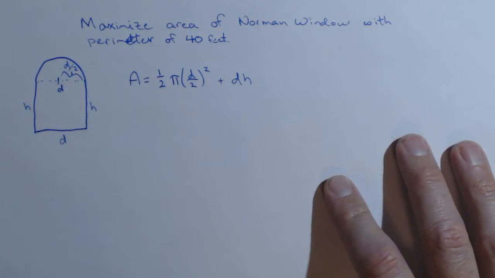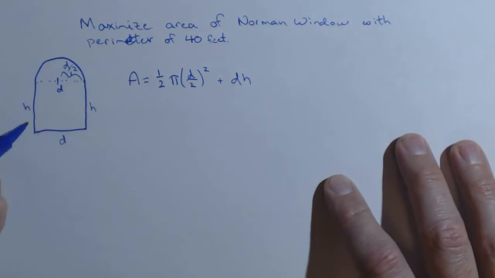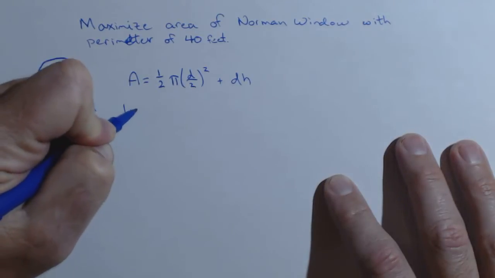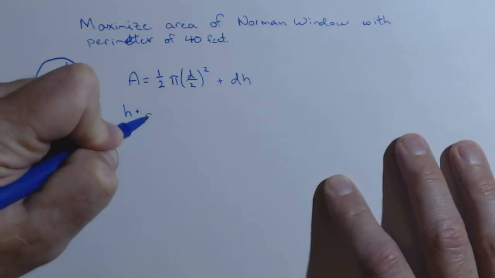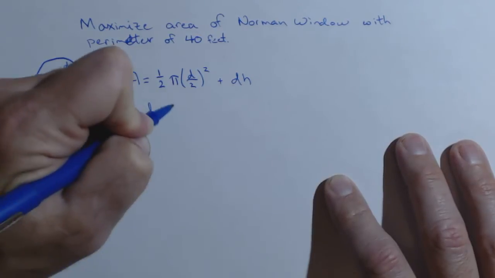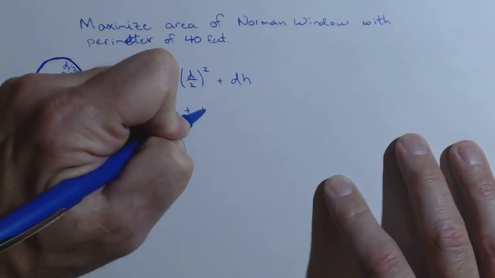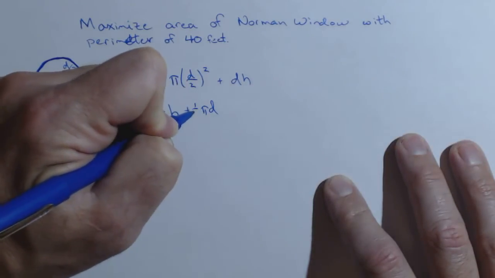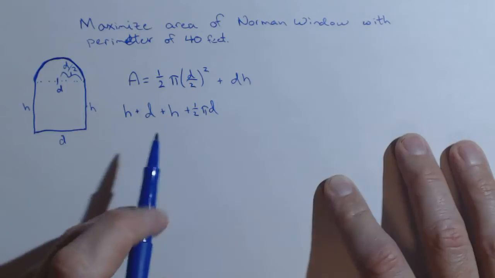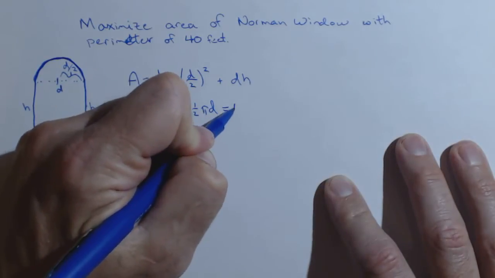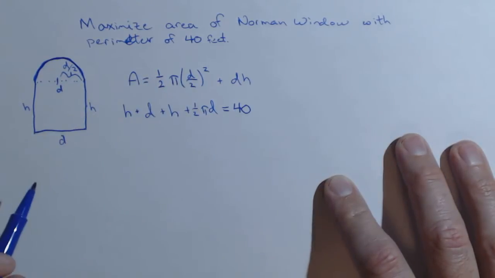Now, we have a constraint, and that's that the perimeter can only be 40 feet. The perimeter is the distance around. So we have H plus D plus H plus half of the circumference of the circle. So circumference is pi times the diameter, but we only want half of that. So right there is the perimeter. We'll clean that up a bit here in a second, and we know that that has to be 40.